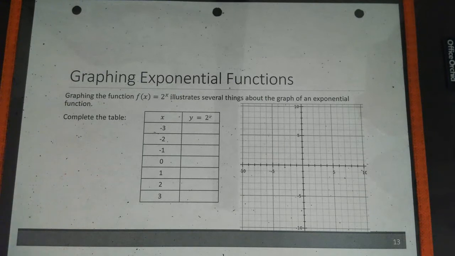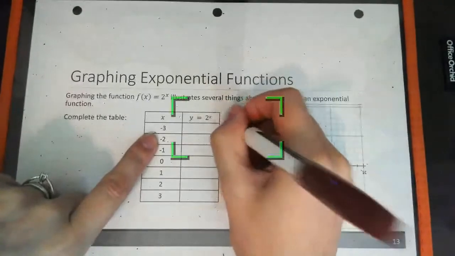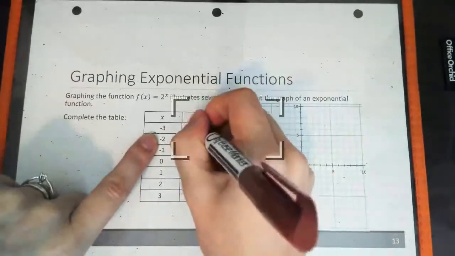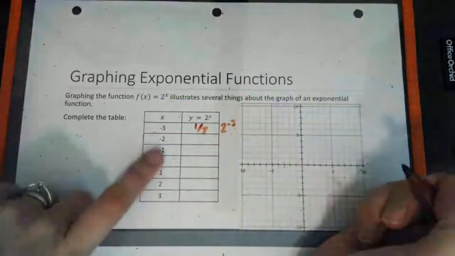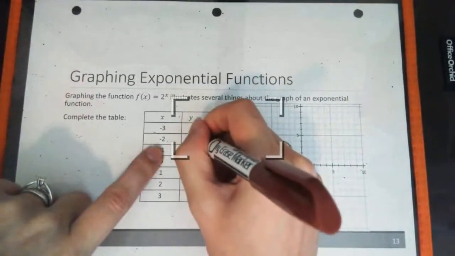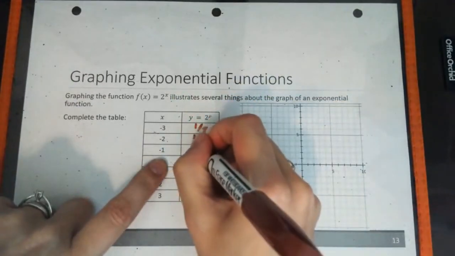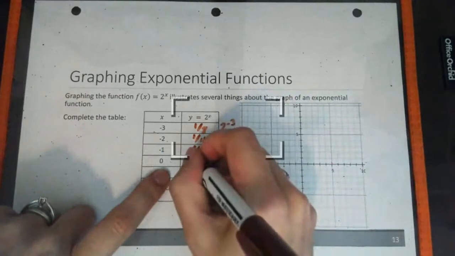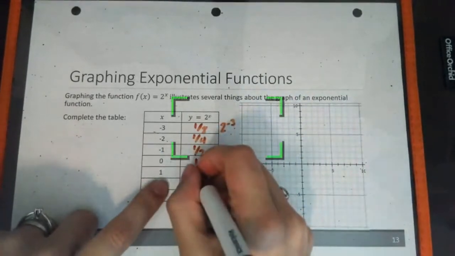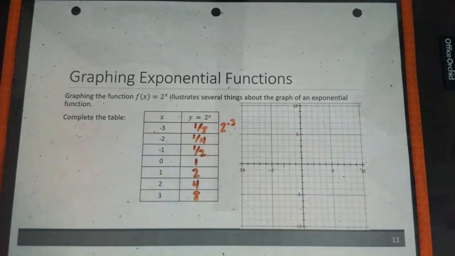So for example, if we're looking at y equals 2 to the x, and x is equal to -3, then that will be 2 to the -3rd power, which is 1/8. If I plug in -2 for x, 2 to the -2, that's 1/4. 2 to the -1, that's 1/2. 2 to the 0 is 1. 2 to the 1st is 2. 2 squared is 4. 2 cubed is 8.